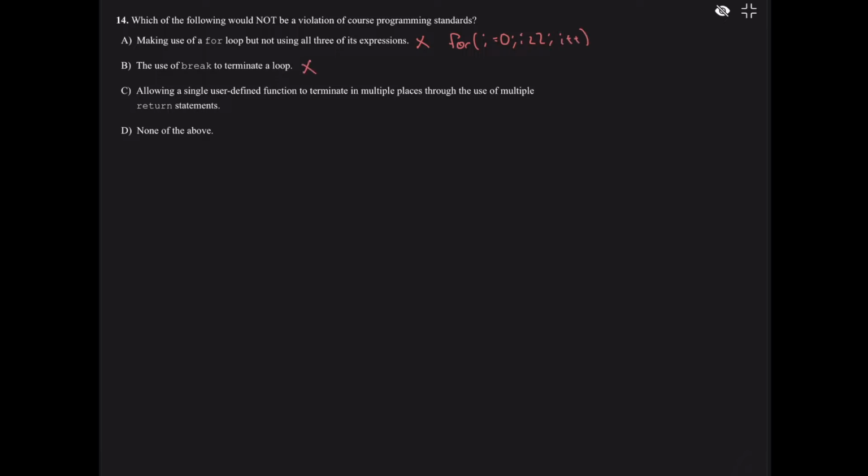B, we cannot use break to terminate a loop. I know lots of people want to do this in this course, but it's against course standards. So if you're in a while loop or a for loop, you can't use break. And then C, allowing a single user-defined function to terminate in multiple places through the use of multiple return statements. This is also a violation, as you can't have multiple returns in a user-defined function. So that means D is our correct answer.